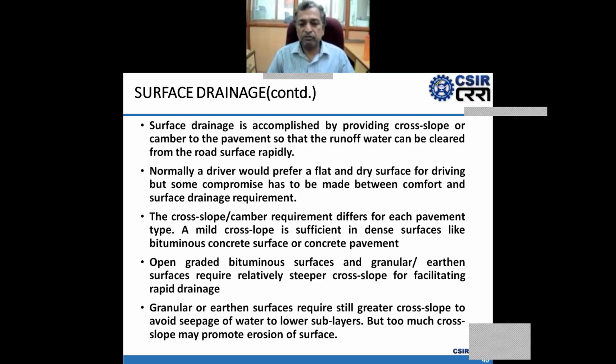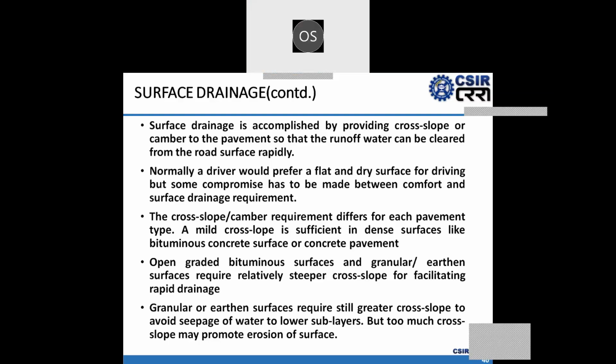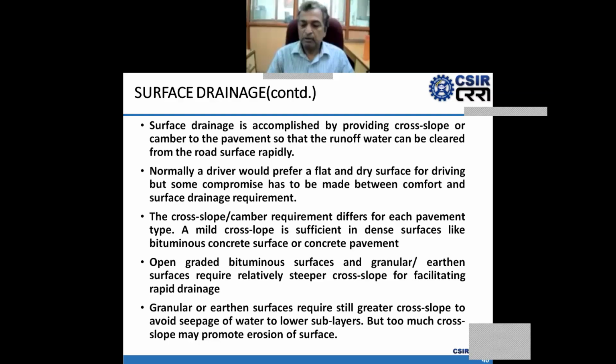In previous slides, we have shown you a table of how much camber is provided. So depending upon the type of surface, we have to provide accordingly. Granular or earthen surface requires a steeper, greater slope to avoid seepage of water to lower layers, but too much cross slope may promote erosion of surface.